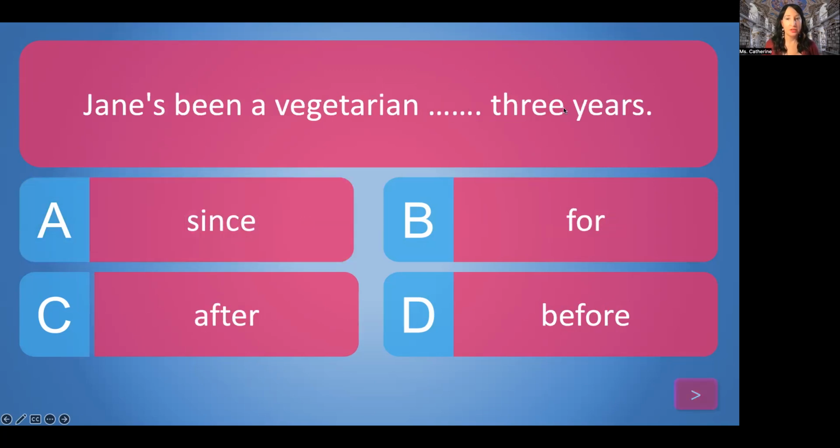How about this one? Jane's been a vegetarian blank 3 years. A, since. B, for. C, after. Or D, before. Which one? Let's see if you get this right. Correct. For 3 years. Good job, everyone.